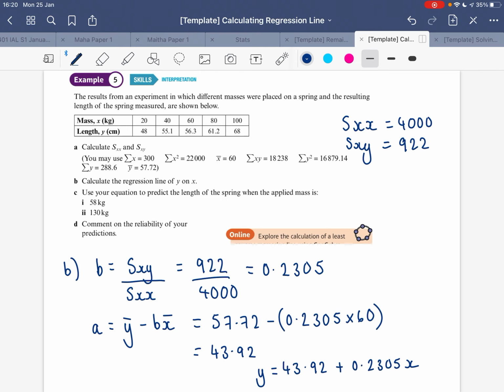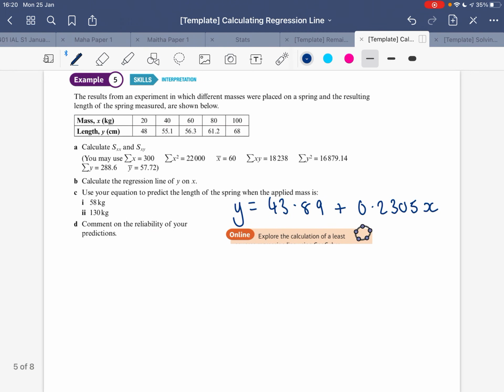We can use that to predict different lengths of the spring depending on what mass we've been given. We couldn't do it the other way. We couldn't work out the mass given the length of the spring. It doesn't work that way, but we can use this line to predict the length of the spring.